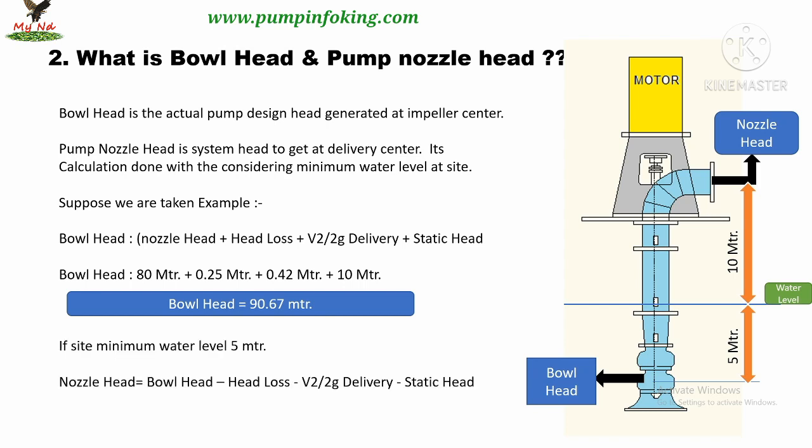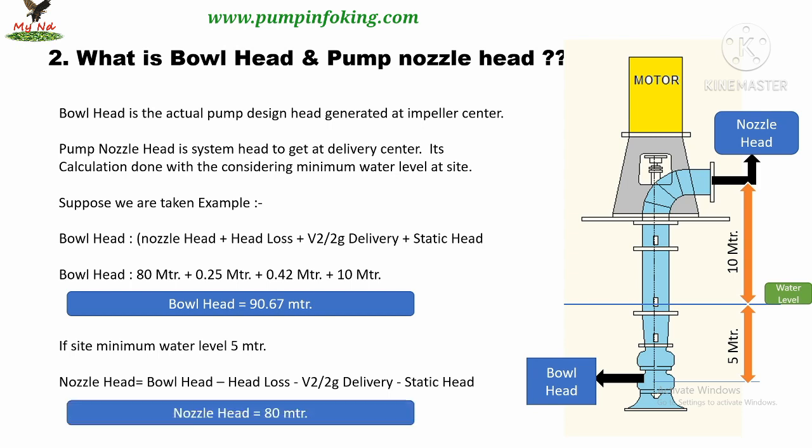So how to calculate the nozzle head? Nozzle head is equal to bowl head minus head loss minus velocity head of the delivery pipe minus static head. So our nozzle head is equal to 80 meters. Okay, here we have calculated the bowl head and the nozzle head.